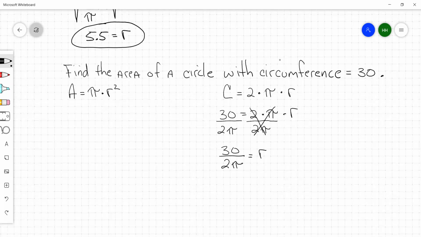Now, when you type this into your calculator, you need to put the 2 times pi in parentheses, okay? Put the 2 times pi in parentheses. So you type 30 divided by left parenthesis 2 times pi button, right parenthesis, and then you push equals. And 4.77 is equal to the radius.